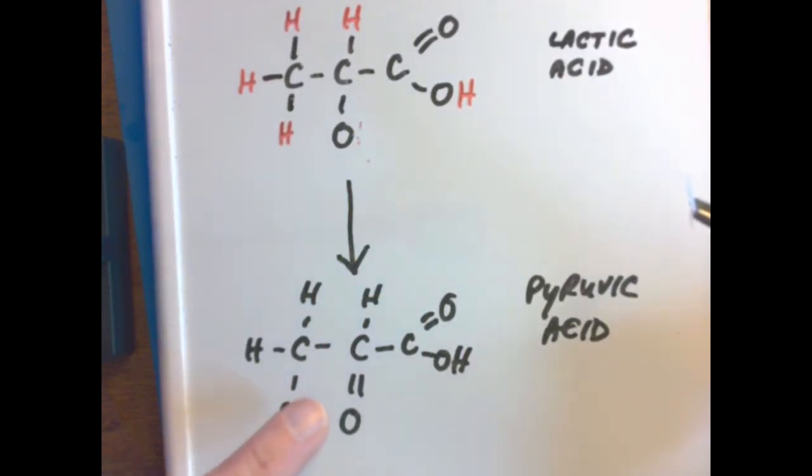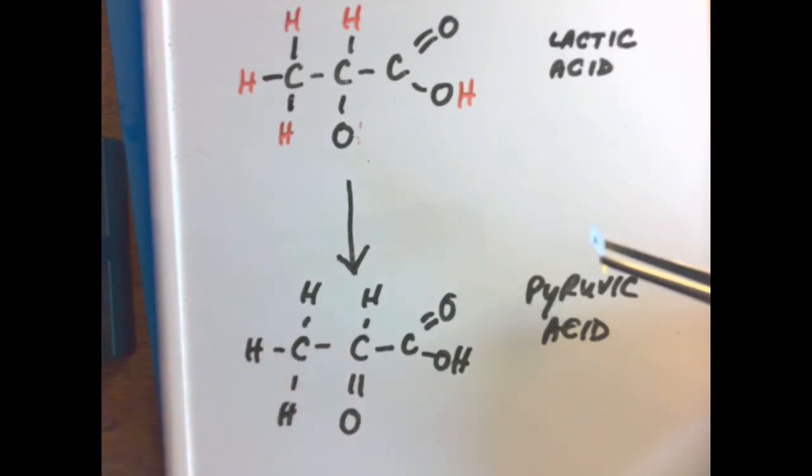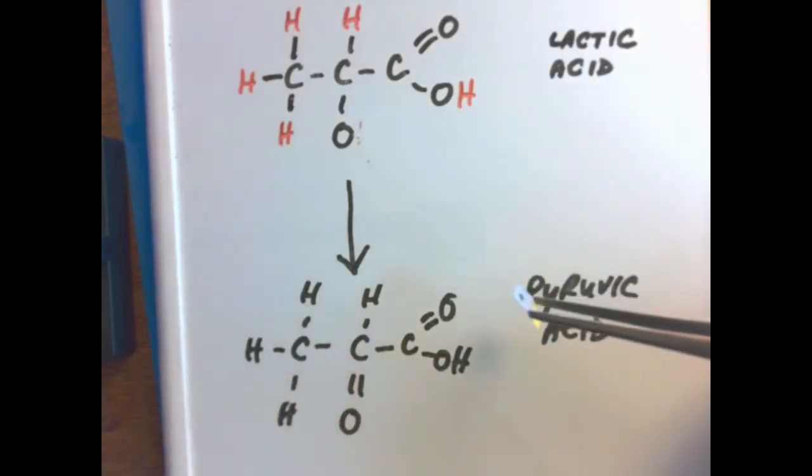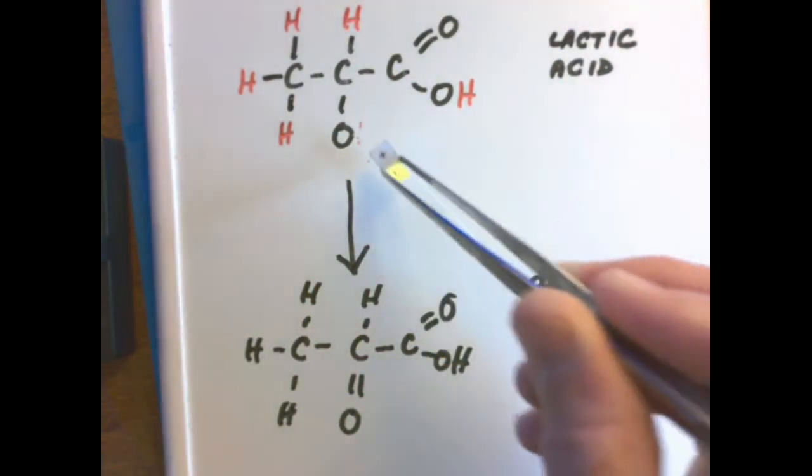You have pyruvic acid. The electrons that were being shared between the oxygen and the hydrogen are now being shared between the carbon, so you get the double bond oxygen. But still, pyruvic acid is lactic acid minus a hydrogen. So where did that hydrogen go?